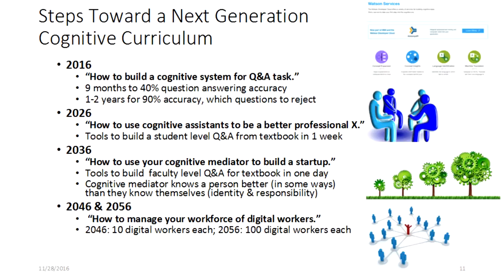So in 2016, the courses are how do you build a cognitive system for a question answering task. And typically it takes 9 months to build a question answering system that might only be 40% accurate depending on the domain, and 1 to 2 years for 90% accuracy, and that accuracy comes mostly from rejecting questions that are too hard to answer. So you can see that in 2016, the courses on how to build cognitive systems take quite a while and quite a bit of data, even though the building blocks are getting much better.